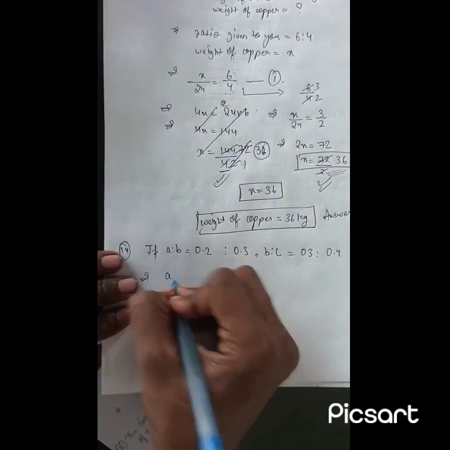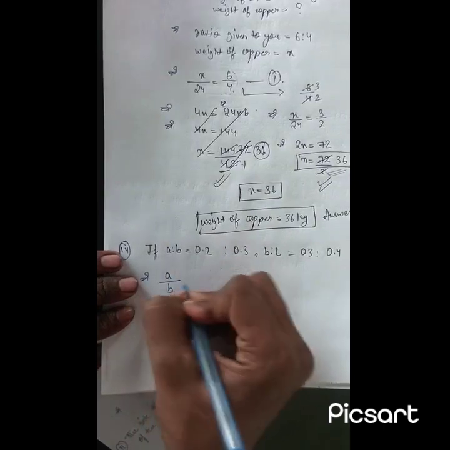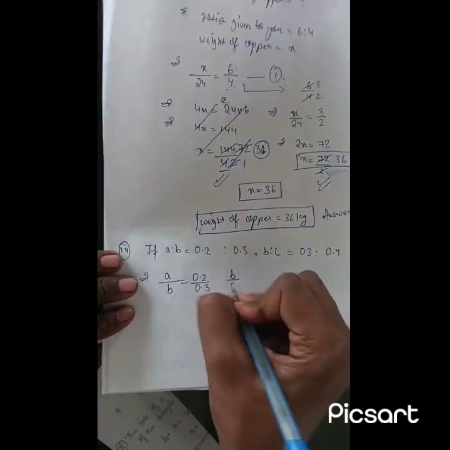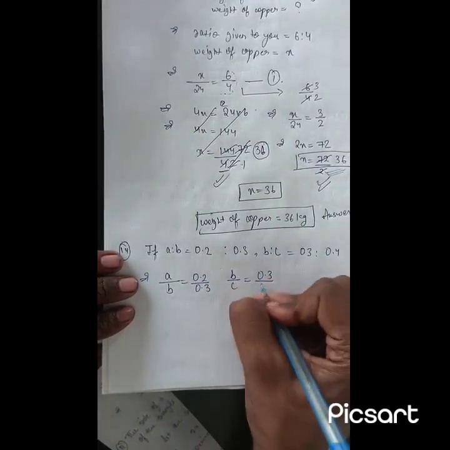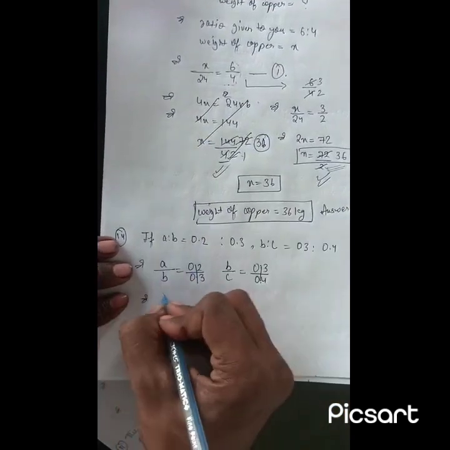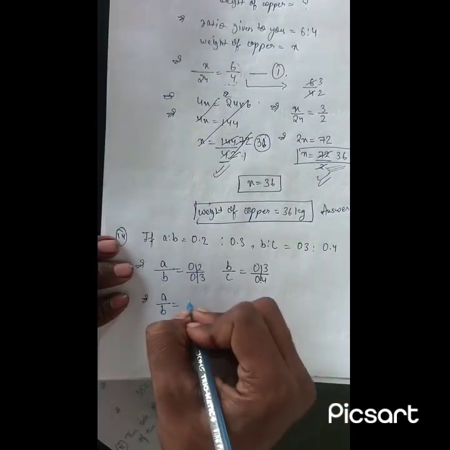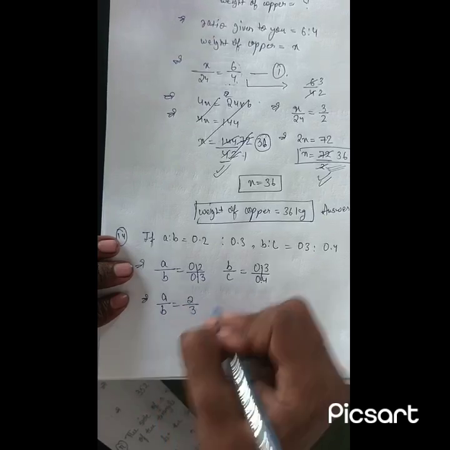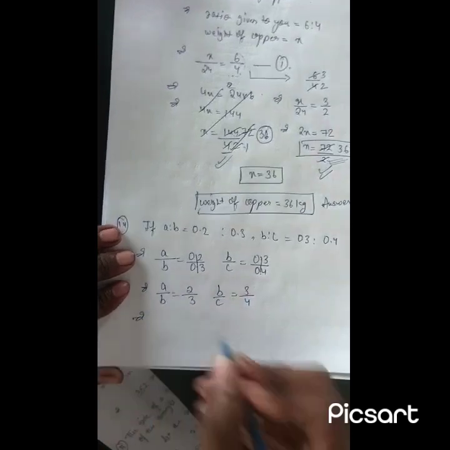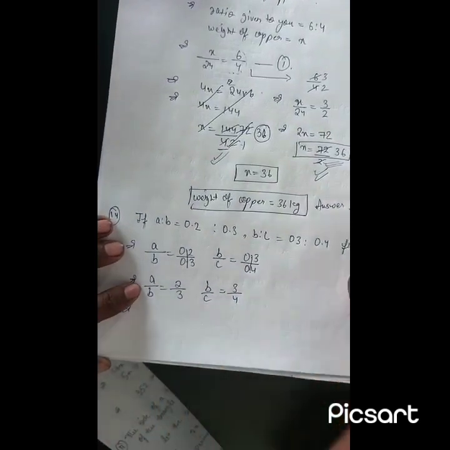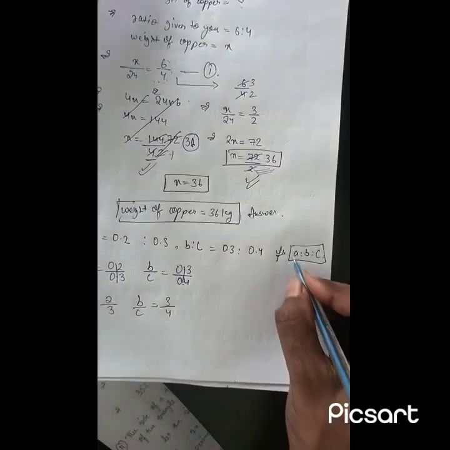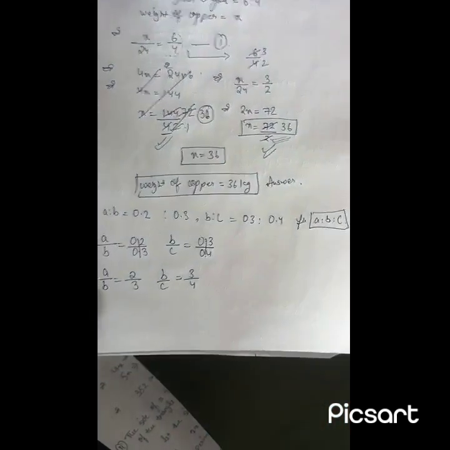Suppose it is saying a upon b is equal to 0.2 upon 0.3, and b upon c is equal to 0.3 upon 0.4. Okay, decimal to decimal cancel. What will it be? A upon b is equal to 2 upon 3, and b upon c is equal to 3 upon 4. Now what do we have to find? You have to find the ratio of a is to b is to c.